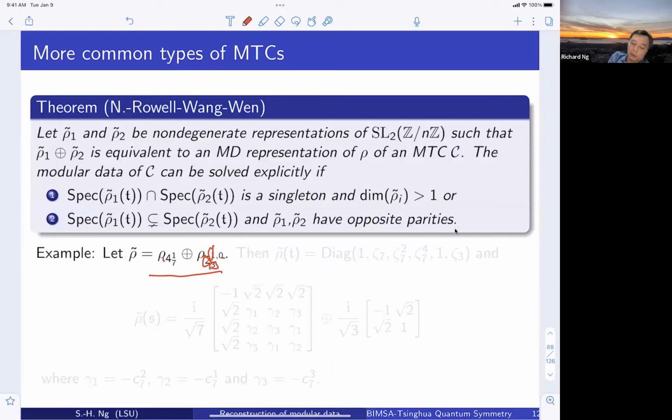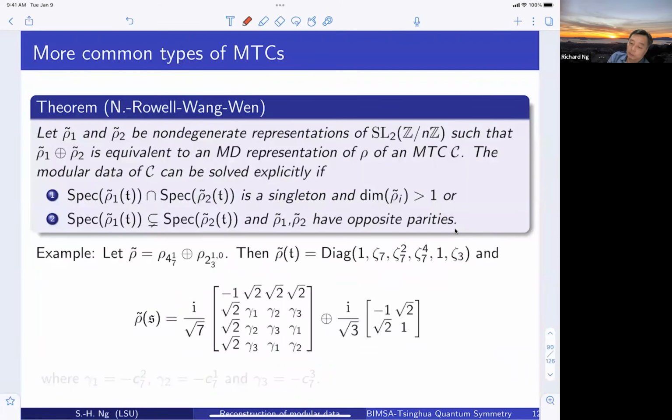The main terms are these: dimension 4, level 7, and the other one is dimension 2, level 3. Then you put them together. The T matrix will be just put together. So these 4 are the 7th roots of unity, and these 2 are 3rd roots of unity. So then I form a new representation now. But look at this, their spectra, each of them is non-degenerate. Their spectra only overlap once. So according to the result, I am able to write down the modular representation associated with this one.